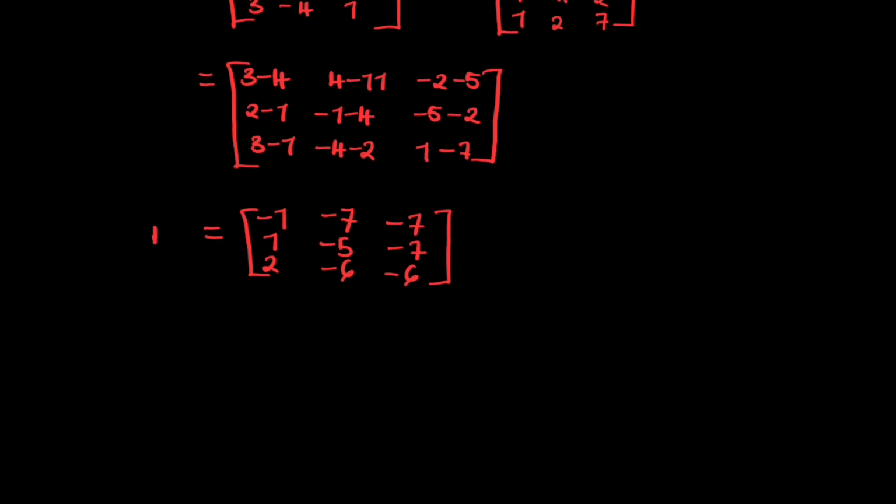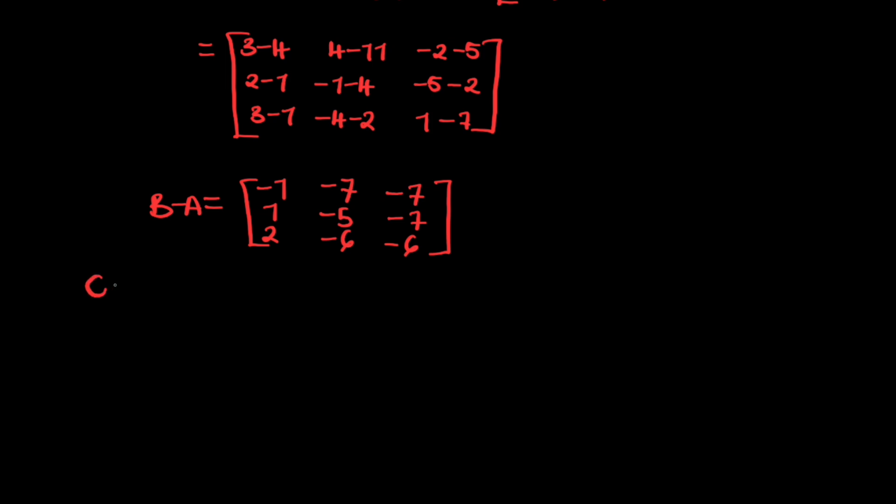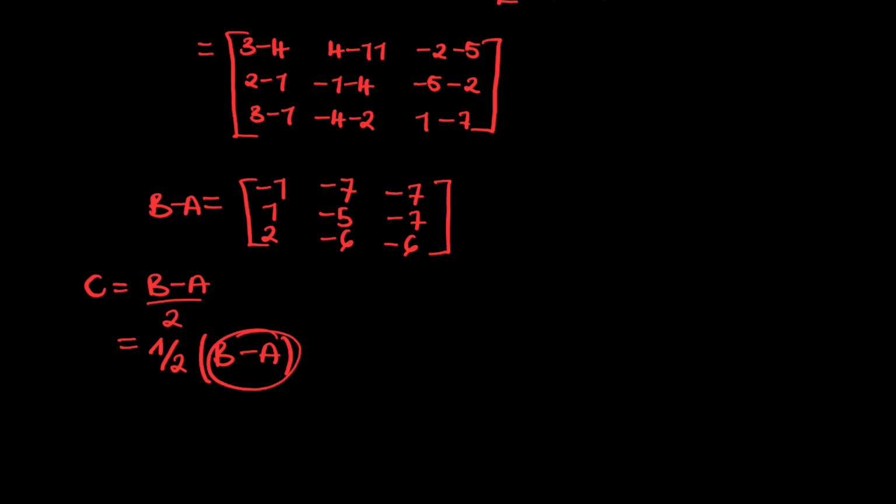So that is our matrix B minus A. But this is not all. Remember, C is (B minus A) divided by 2. So now we have to take half of B minus A, which we now know. To take half of B minus A, half is a scalar, so we are going to multiply each element in the matrix B minus A by half to get our matrix C.